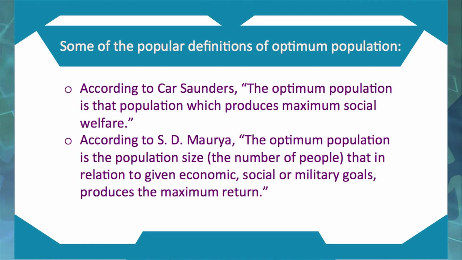According to S.G. Moria, the optimum population is the population size, that is, the number of people which in relation to given economic, social or military goals produces the maximum return. Now, from time to time, the concept of optimum population has been discussed in the fields of sociology and economics in relation to optimum population.